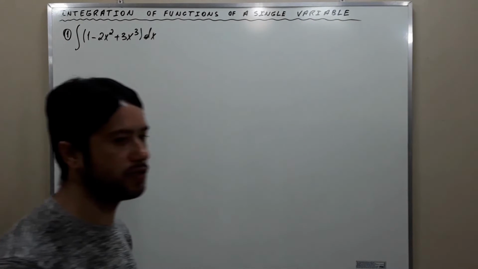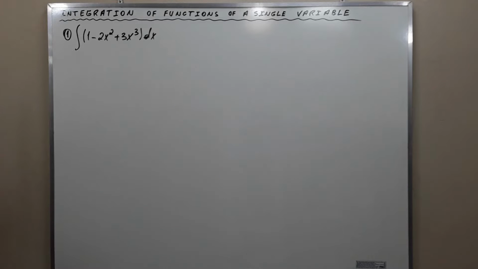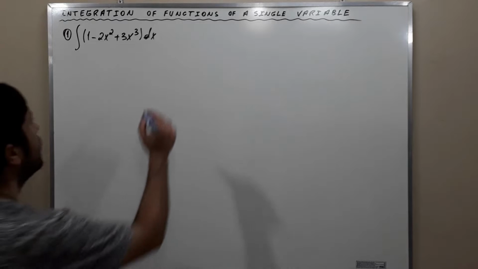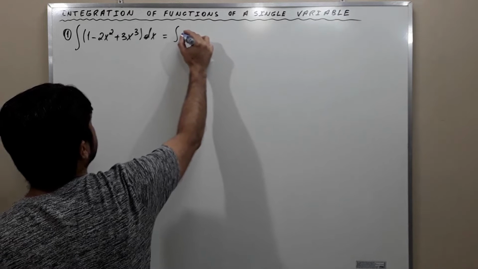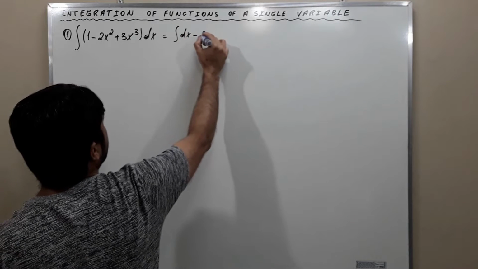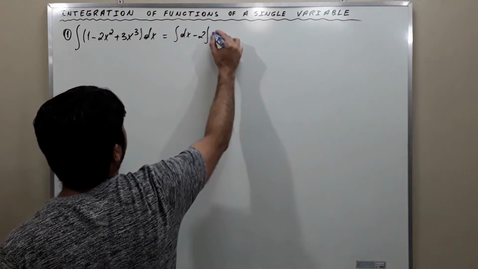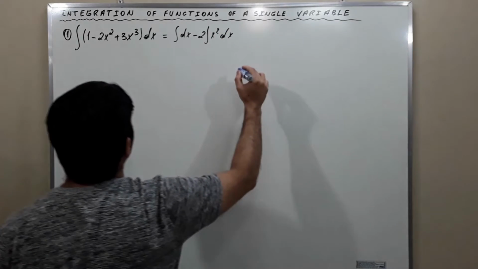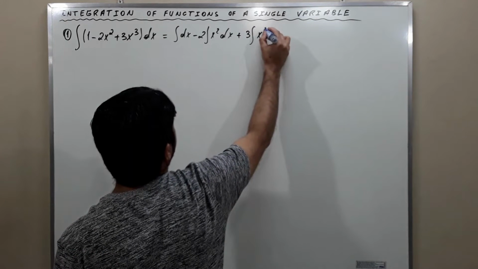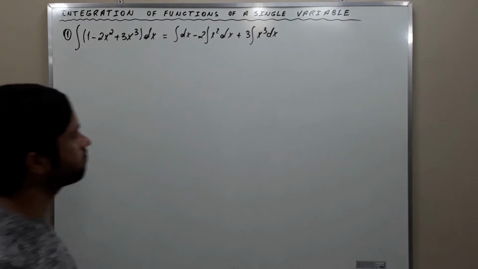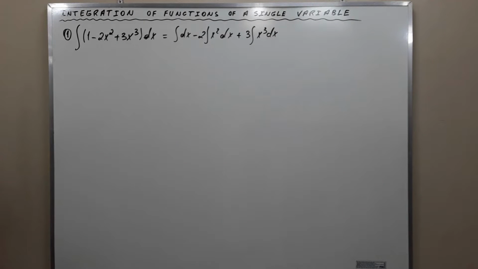The first question is this: calculate the integral of 1 minus 2x squared plus 3x cubed dx. Okay? How do we integrate this? We are going to do the following. It is going to be the integral of dx minus 2 times the integral of x squared dx plus 3 times the integral of x cubed dx. Okay? Simple, isn't it?